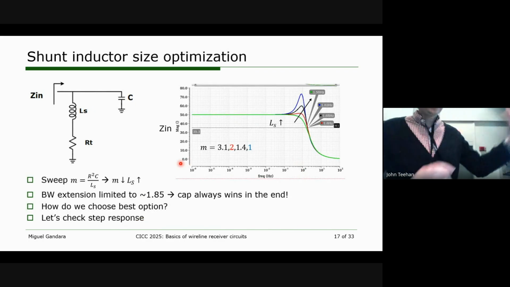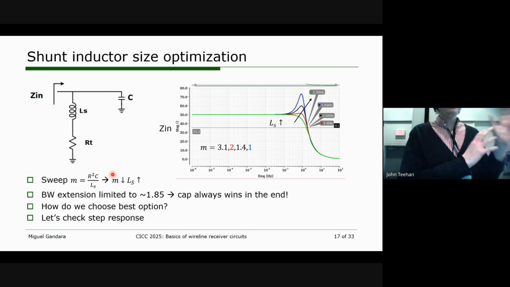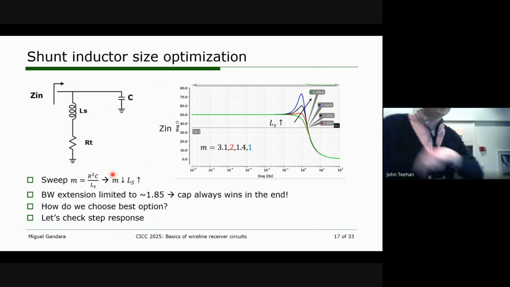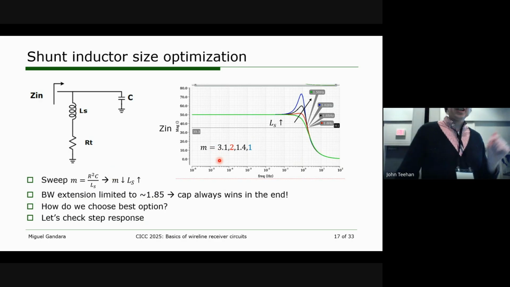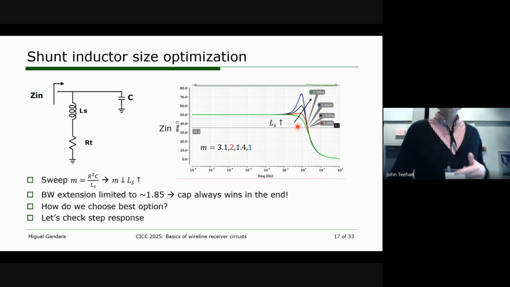Okay, so I sweep a parameter, which I show here. The key point is that if I make M larger, that means I have a smaller shunt inductor. As I sweep it, I tried to fix this coloring so many times, but it's still messed up. Anyway, 3.1 here should correspond to the green. So as M goes down, the inductor increases. So it's this curve here.